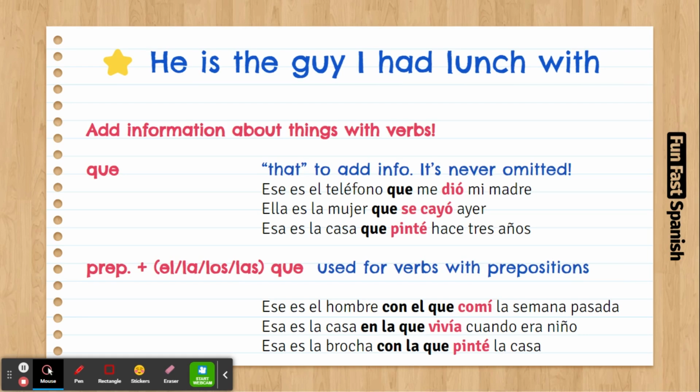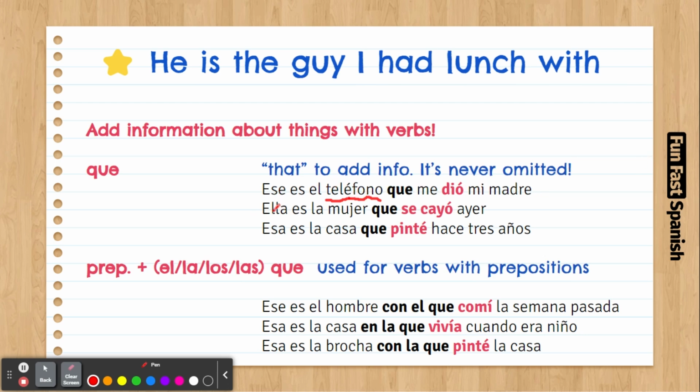Today's video is important. We're going to talk about something called relative, but to be more precise, we're going to learn how to add information about things with verbs. Let's say in English, this is the phone my mom gave me. So we are talking about something, the phone, teléfono, and we are adding information about this phone. It's not just the phone. This is the phone my mom gave me.